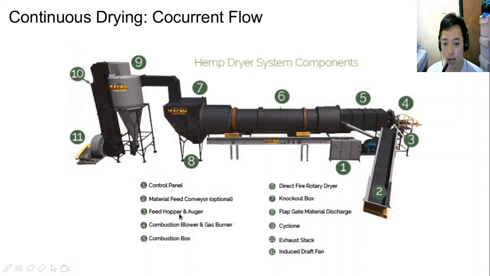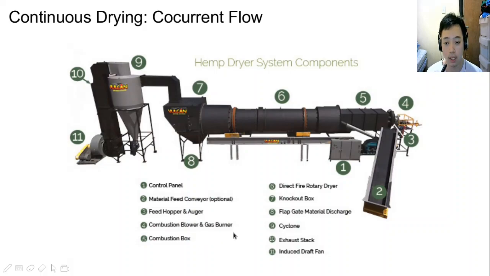So it's the feed hopper and auger. With the auger, sometimes the products get stuck in the hopper. This auger ensures that the flow is continuous. Next one: combustion blower and gas burner.